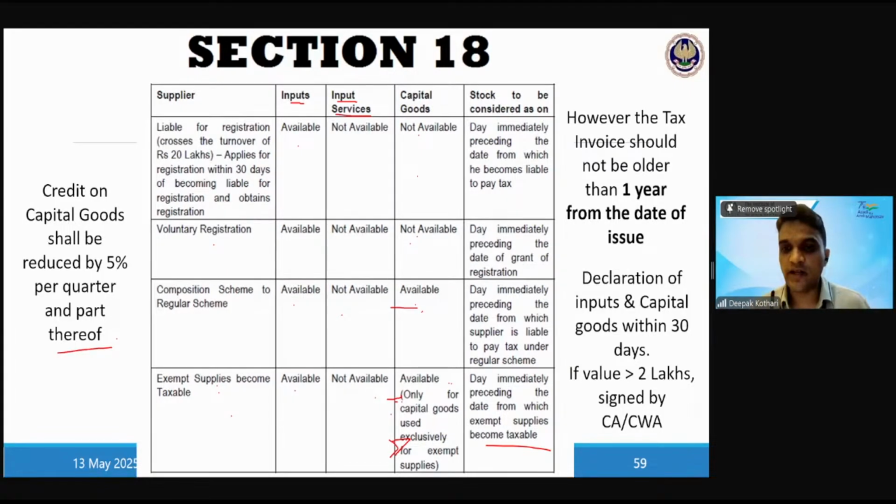The reduction of 5% on capital goods is applicable for composition suppliers also. Yes, for composition supplier and exempt to taxable supplier. For both, it is applicable. So it is within 30 days from the date of becoming liable for registration, 13(1)(a), yes. CWP is capital work in progress.